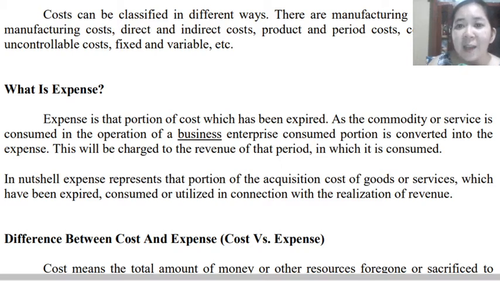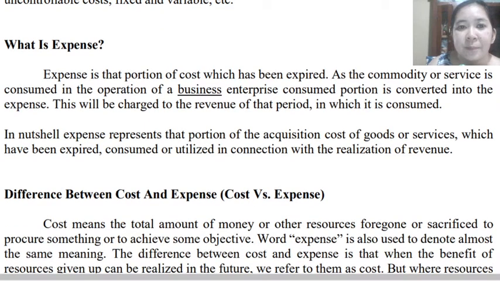Okay, so in a nutshell, expense represents the portion of the acquisition cost of goods or services which have expired or been consumed or utilized in connection with the realization of the revenue. Okay, so those are the expenses. Okay, what else?